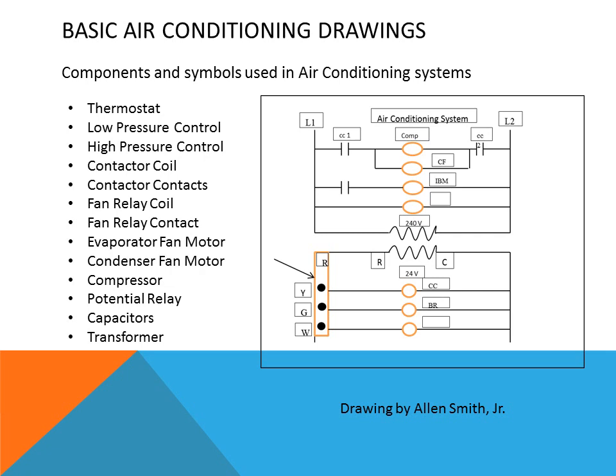This is a basic air conditioning drawing. You can see some of the components that are located in it. And if we follow through, we could point out some of the components. We could see the evaporator fan motor, the condenser fan motor, and the compressor. We see a capacitor and a potential relay. Other components, such as the thermostat. It's a 24 volt thermostat. And we see a low pressure control, a high pressure control, and a contactor coil.